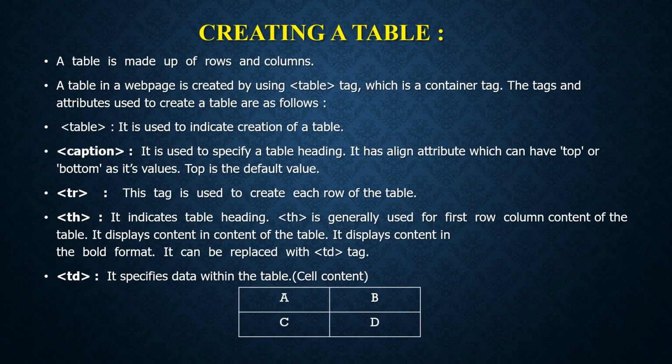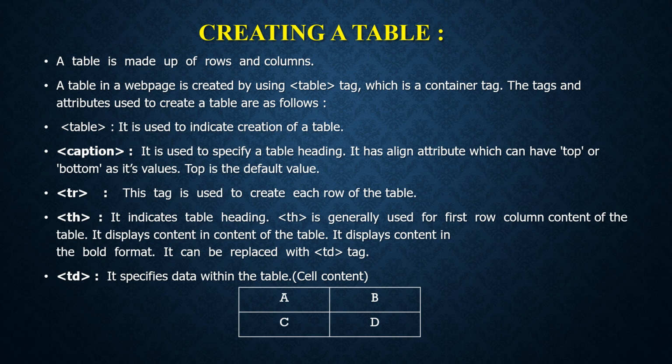Now, creating a table. Everybody knows a table. It is nothing but a combination of rows and columns. The rows are always known as the horizontal rows and columns are always called the verticals. A table is made up of a certain number of rows and columns. A table in a web page is created by a table tag. Now you know the tag.